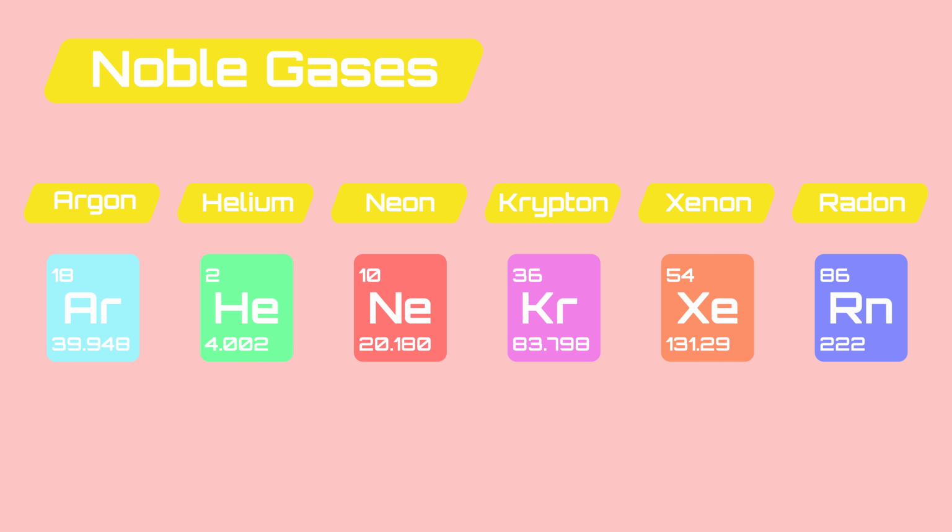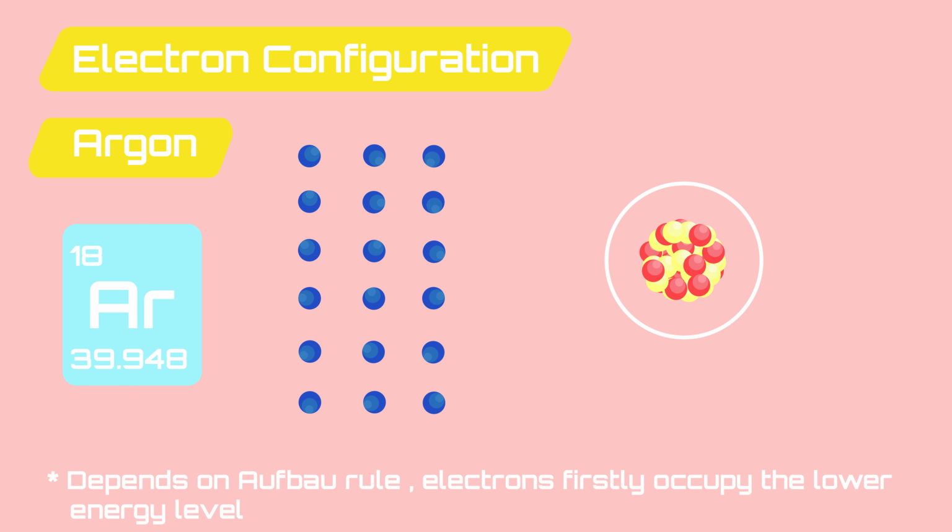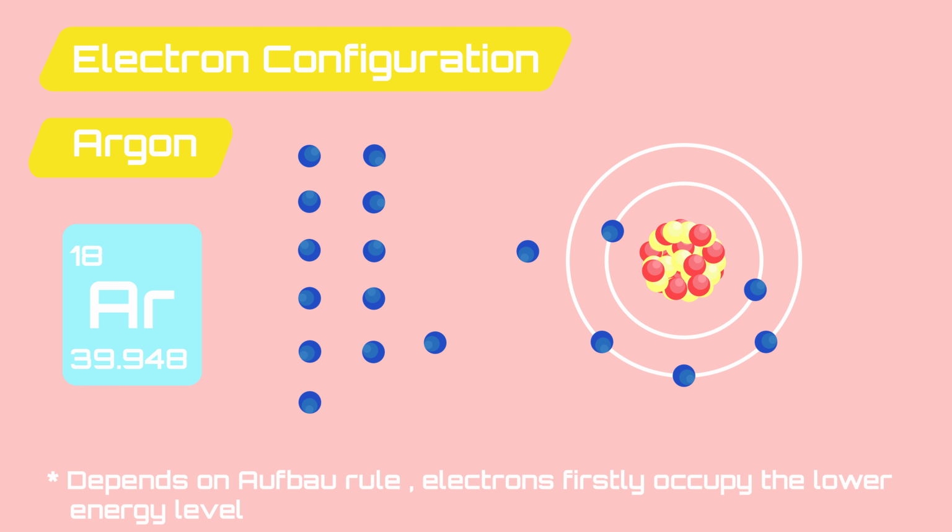The first of our examples is argon, one of the noble gases, that does not react with anything, and we will see the reason. Depending on the Aufbau rule, electrons firstly occupy the lower energy level. As we mentioned, the lowest energy level is the first one. Then 2 electrons occupy the s subshell of the first energy level, and 2 electrons at s, 6 electrons at p occupy the second energy level, because the p subshell has 3 orbitals and can hold up to 6 electrons.